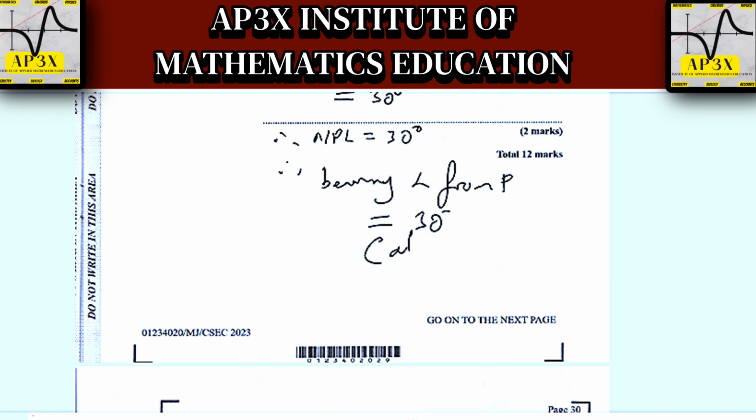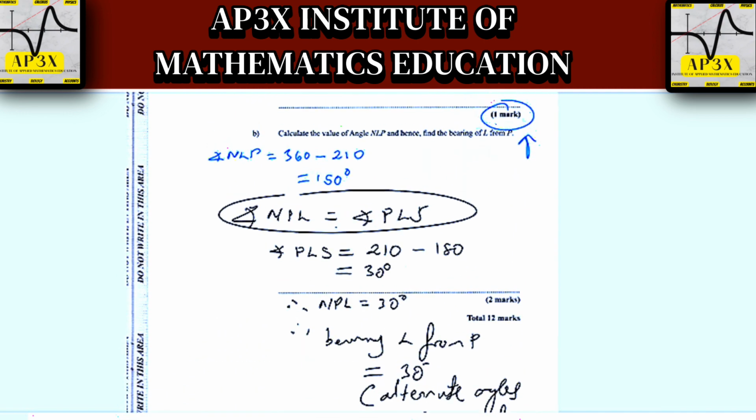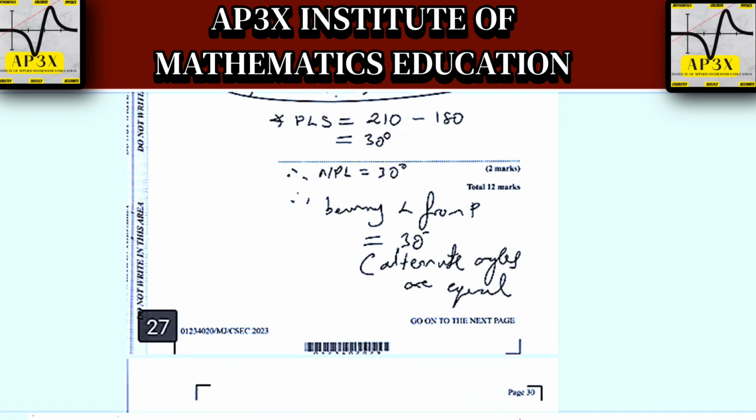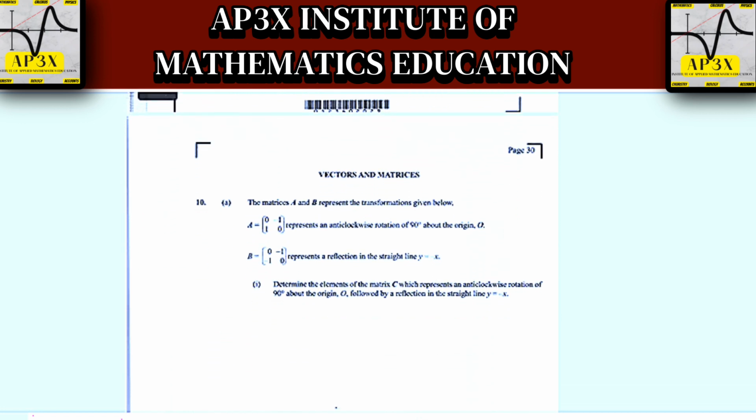And just a little reason here: alternate angles are equal. Okay, that helps out the situation then. All right, beautiful. So that takes care of that question. You have to focus, guys, when you're doing these types of questions, because you can easily get confused. So you have to really focus on your geometry skills, and your observational skills have to be top tier.